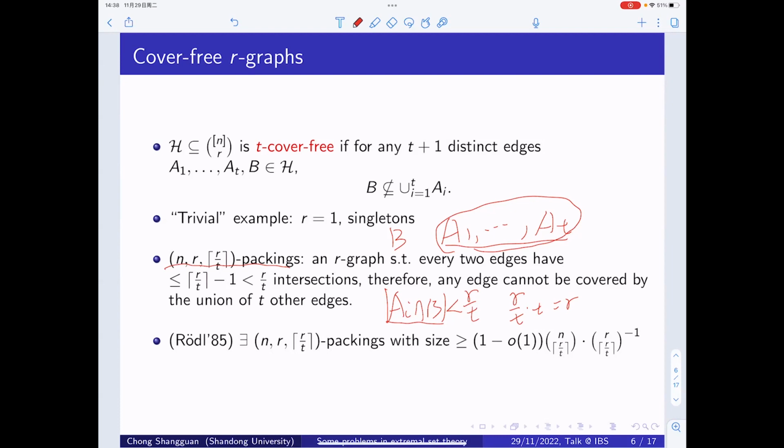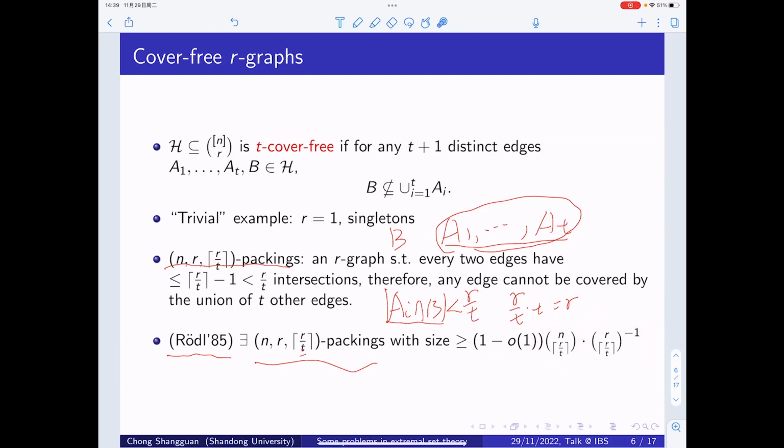So this is in fact the observation of Erdős, Frankl, and Füredi. A well-known result of Rödl shows that there exist such packings with near optimal size. So this is proved by Rödl. So there exist packings of the ceiling of r over t, with size at least 1 minus o(1) times n choose this number, divided by this one.